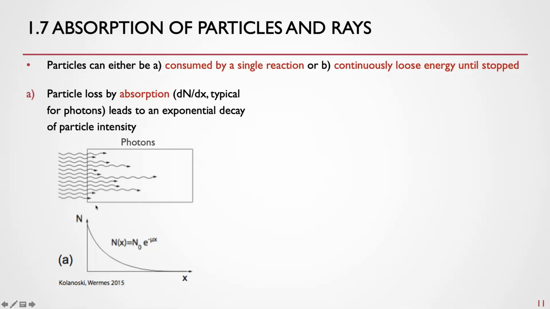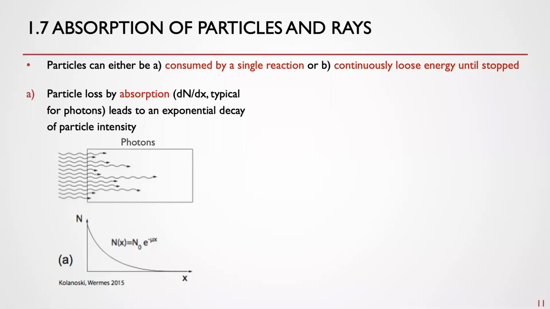Low energetic photons therefore have a number density that falls exponentially. You can easily compute dn over dx. The loss of photons is proportional to the number of photons, which means the solution, I don't even write it down, the solution to this differential equation is an exponential falling distribution. That's one way to lose a particle in a single reaction.